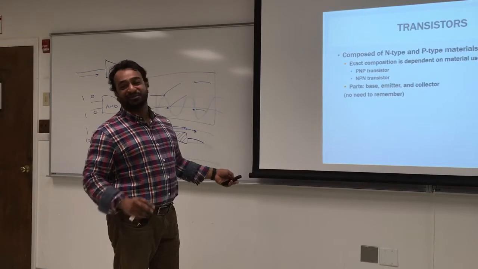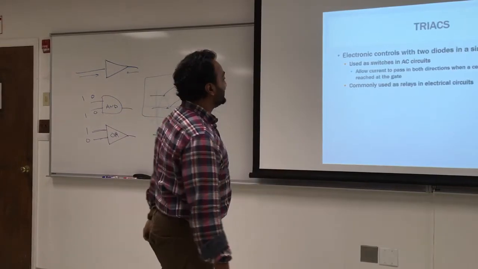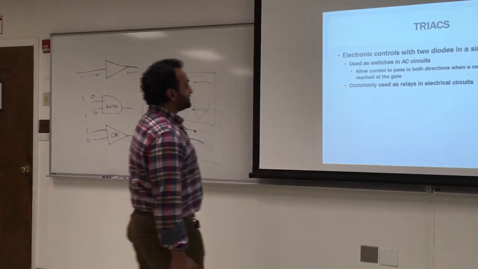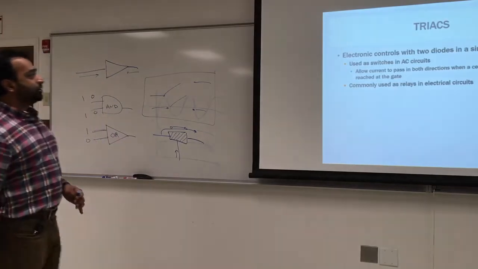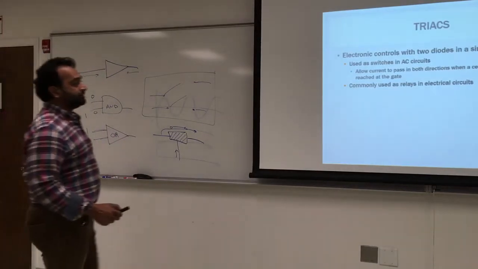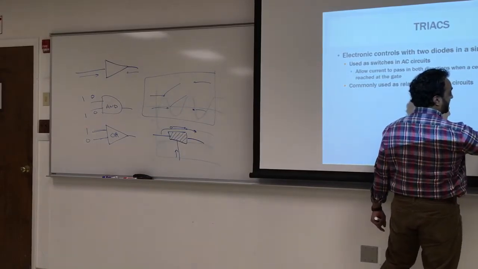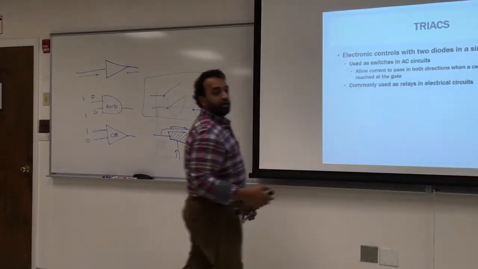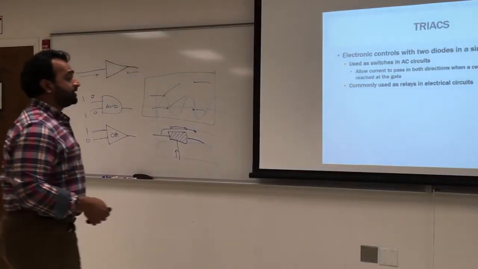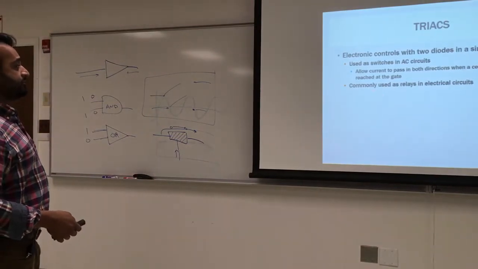Put it on a meter. Remember that. Triacs are electronic controls with two diodes in a single device. So this is the diode here. Like I said, the diode acts only as a check valve for the direction of the current.